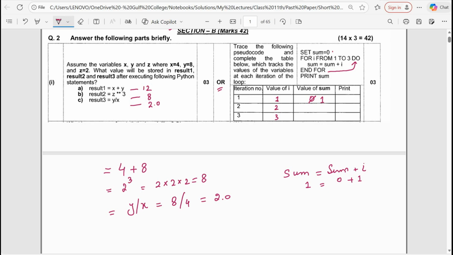Next, the value of I will become 2. In the case of 2, the previous value in sum is 1. 2 plus 1 is 3. The value of sum will become 3. Next, they will increment I by 1, so the value of I will become 3. The third time, the previous sum is 3 and the value of I is also 3. It will give you 6. 6 will be stored into sum. After this the loop will stop and print sum. What will print sum display? It will display 6 here.